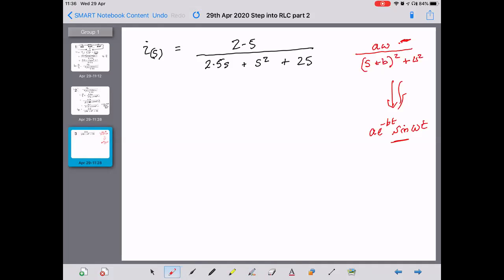Okay. So we've got a constant here. We've got a constant here. But we haven't got this s plus b squared. We haven't got this perfect square bit here, the perfect square plus a remainder. Those of you that were here last week will remember that. So we need to get this quadratic down the bottom into perfect square plus a remainder form.